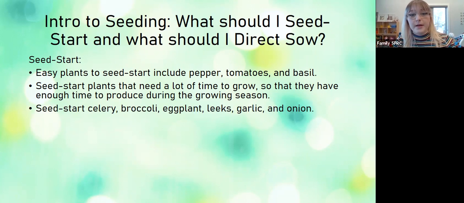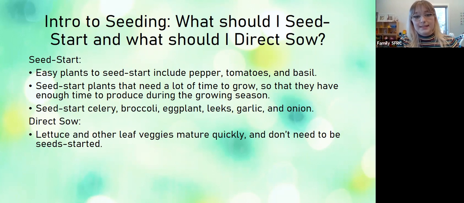Seed start celery, broccoli, eggplant, leeks, garlic, and onion. Direct sow lettuce and other leaf veggies that mature quickly and don't need to be seed started. Because these leafy greens mature so quickly, it's not really necessary to seed start them because they'll produce in the time given.